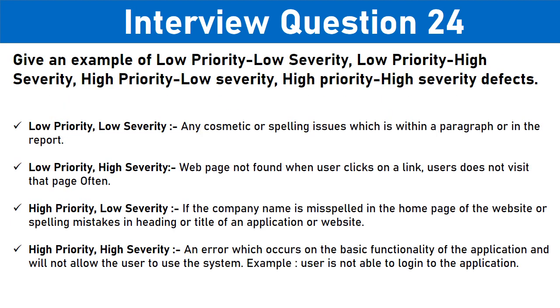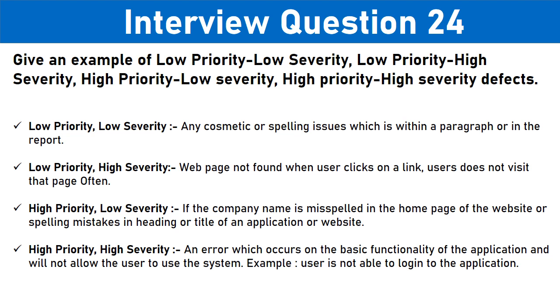This is an important though tricky question, and sometimes testers are not able to recall the exact example of this question. Give an example of low priority low severity, low priority high severity, high priority low severity, and high priority high severity defects. First, low priority, low severity: any cosmetic or spelling issues within a paragraph or in a report. Low priority, high severity: web page not found when user clicks on a link, where users do not visit that page often.